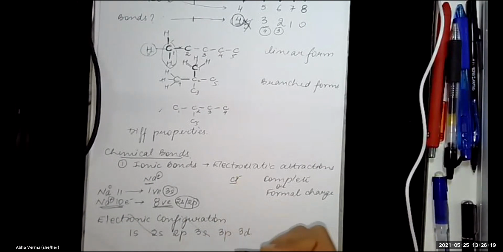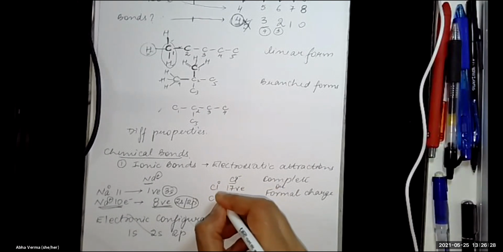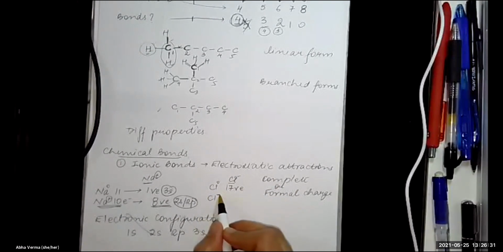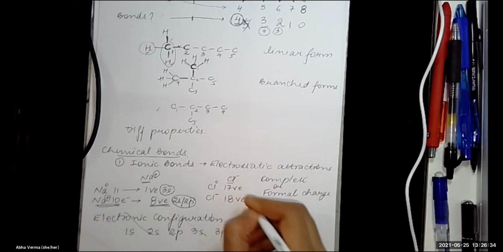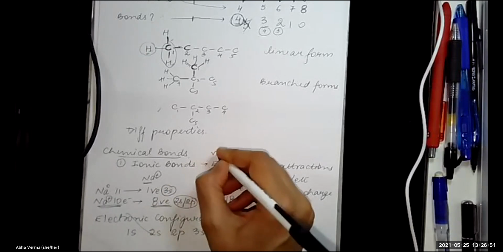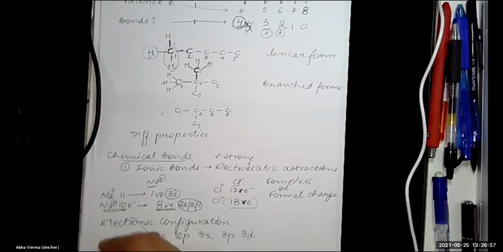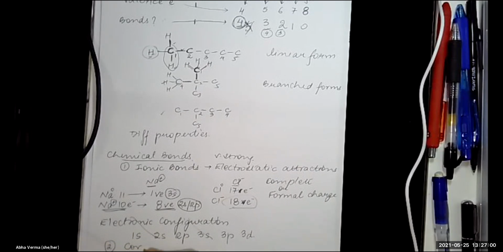Similarly, chlorine has 17 electrons in its neutral form. When you have an excess electron, which means a negative charge, now you have, oh sorry, not valence electrons, just 18 electrons. So it has a complete octet in the form of chloride. So these are your ionic bonds, and ionic bonds are very strong. The next in line are the covalent bonds.